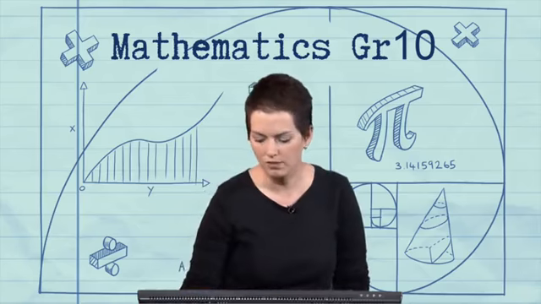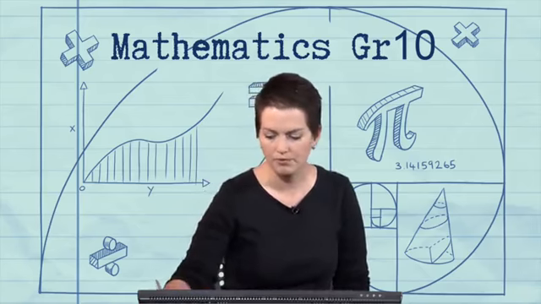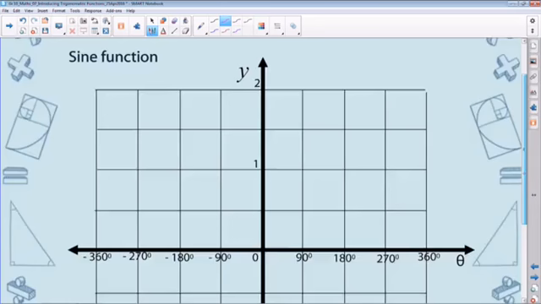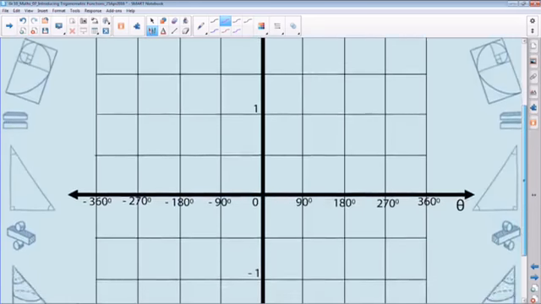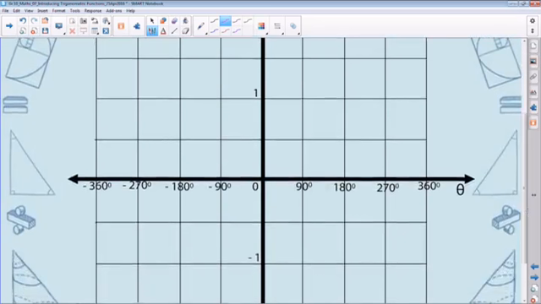Okay, let's go and look at the parent function of the sine graph. I have a graph already set up over here. I'm just going to write over here what we're going to do: y is equal to sine of x. Because I've done this many times before, I know exactly what points I'm going to plot, and you should be able to plot these without thinking.